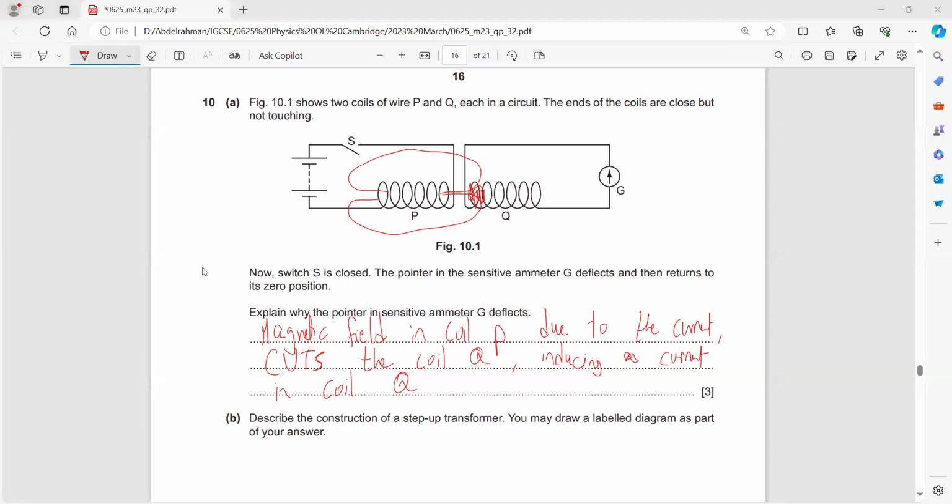Sorry, overheating due to what? Due to current. Due to the increased current.